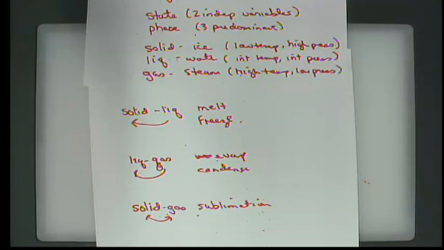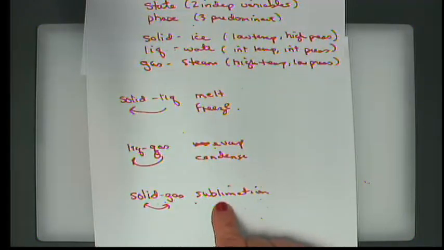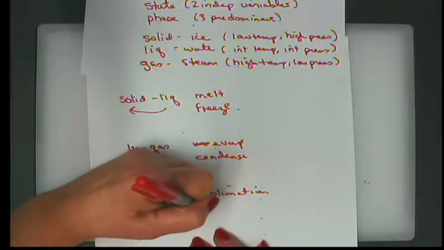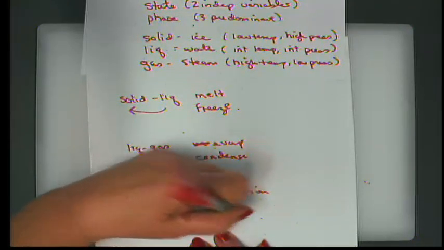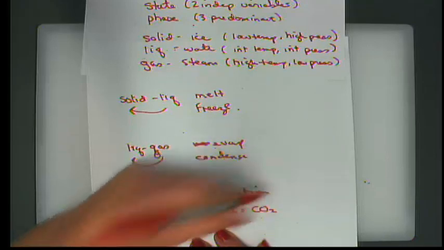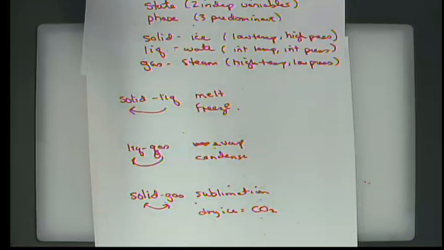So anyway, there is one substance that sublimates in the atmosphere. Does anyone know what that is? There's several, but there's one that is pretty common. Yeah, it's dry ice. And does anyone know what dry ice is chemically? It's just carbon dioxide. So solid carbon dioxide is called dry ice.